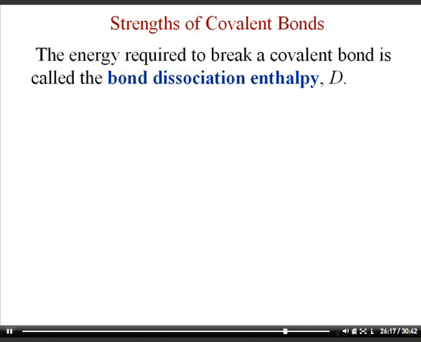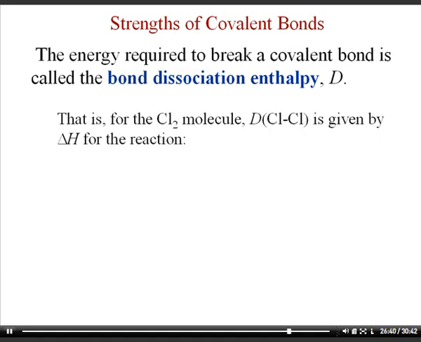The energy required to break a bond is called the bond dissociation enthalpy, and you have to put in energy to break bonds, and so that's a positive value. The bond dissociation energy is represented with a capital letter D. So when you put in energy, that's an endothermic, positive D. When bonds form, they release energy, and so that's going to be a negative value.